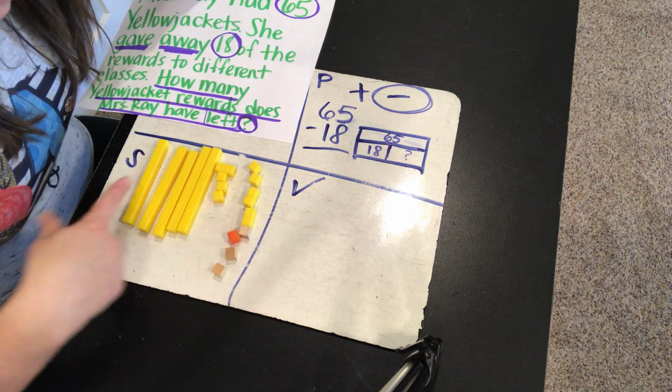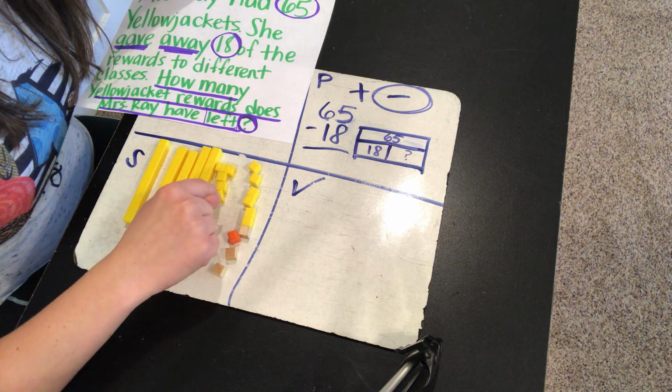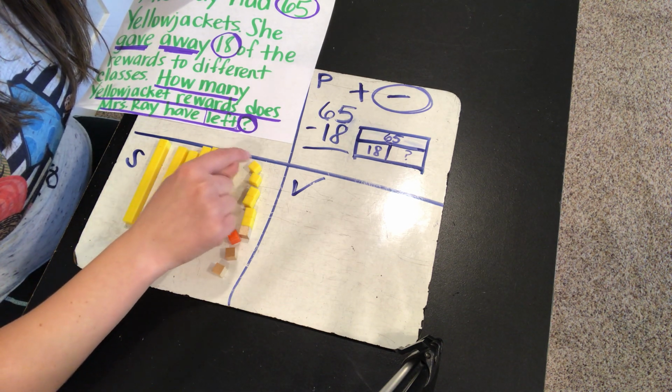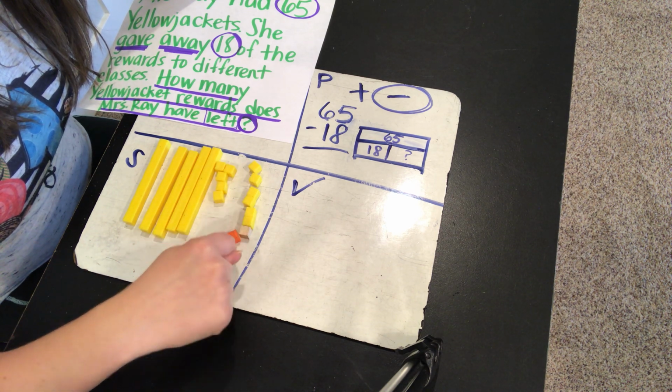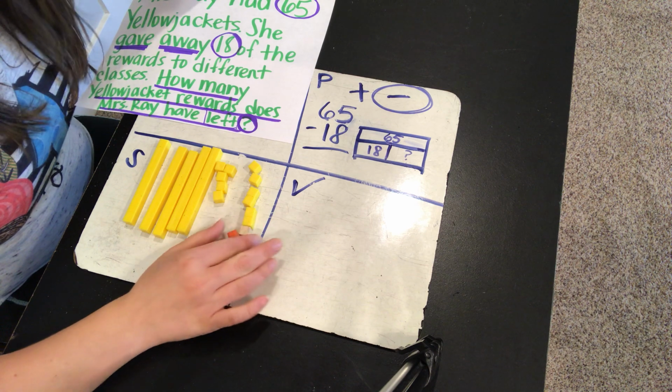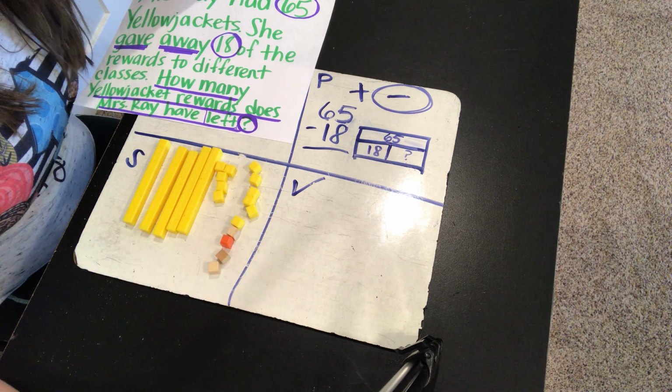Okay? We can even double check it. 10, 20, 30, 40, 50. 51, 52, 53, 54, 55, 56, 57, 58, 59, 60, 61, 62, 63, 64, 65. Oops. See, it's still 65. We just took a 10 and put 10 ones in its place.